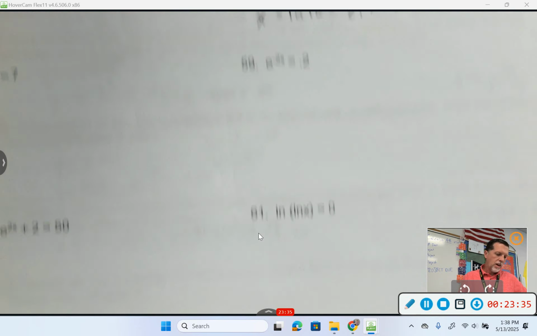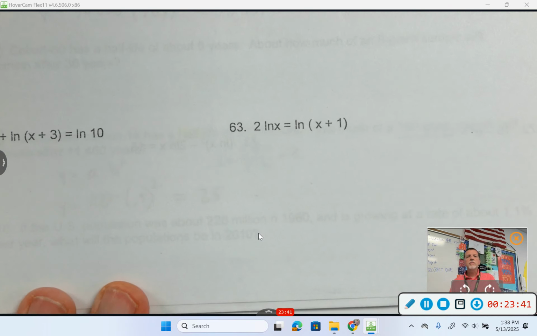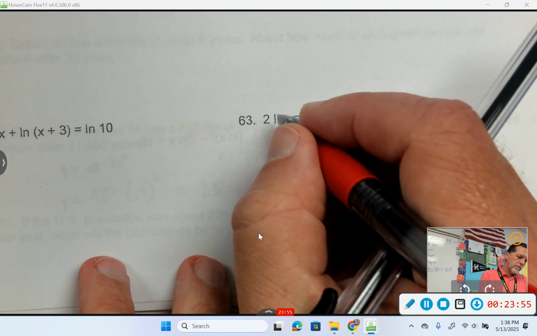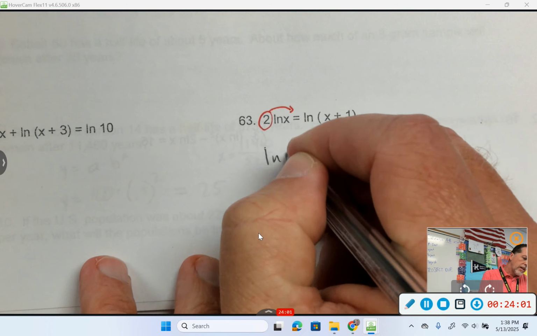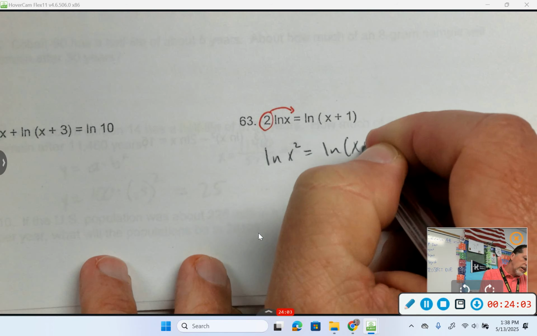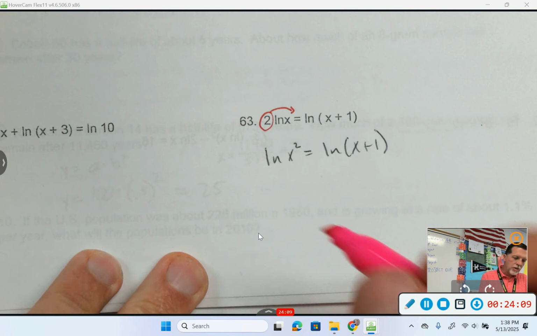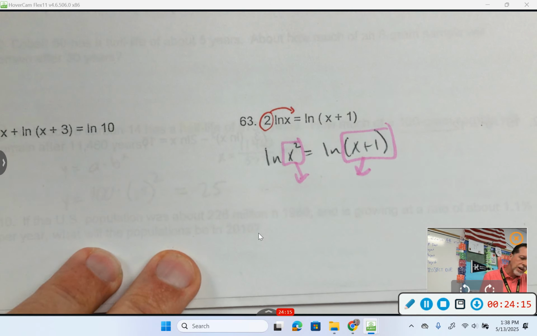Let's look at 63. Ooh, log equals log. Can I cancel those logs right now? No. All right, that was almost a trick question there. What do I need to do first? All I've got to do is move that 2 out of there. Natural log of x squared, natural log of x plus 1. So another one of those where even if you don't really know what natural logs are, pretty sure that those two things are going to have to be equal to each other for this to work.